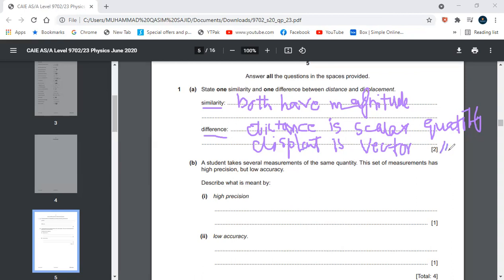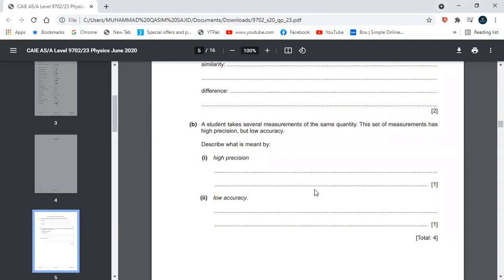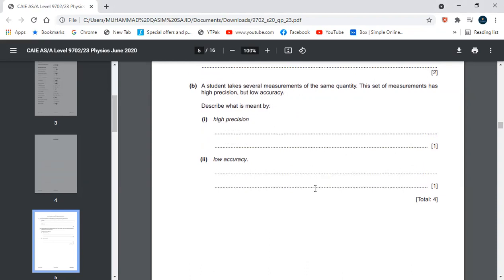So the second question is 1b. Now a student has taken several measurements of the same quantity. So how to describe what is meant by high precision and low accuracy. High precision basically means the measurements have a small range, and low accuracy means the measurement is not close to the true value.